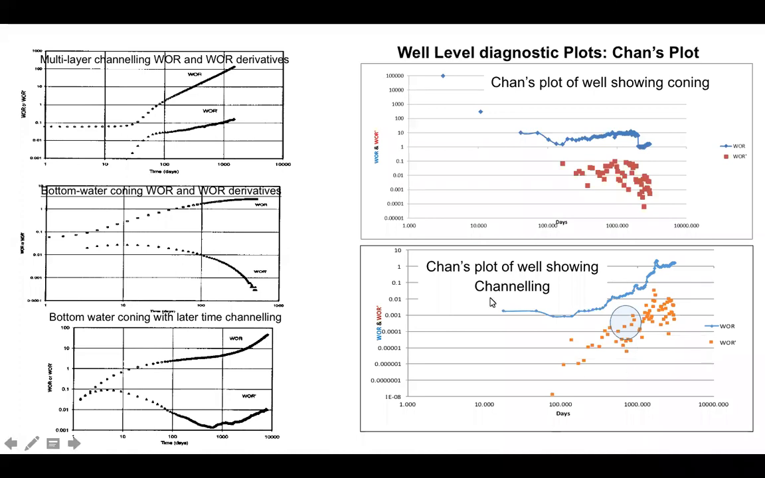Whereas in this plot, we had plotted WOR and WOR derivative, both are shooting up, and we went back and we found out that yes, one of the injectors close to this producer was responsible. Then we went back, fixed the injector, did a profile modification job in that injector and made sure that the water is going in the right direction.